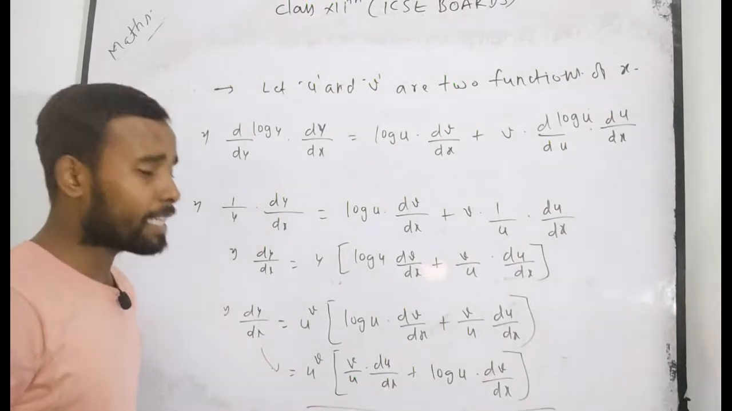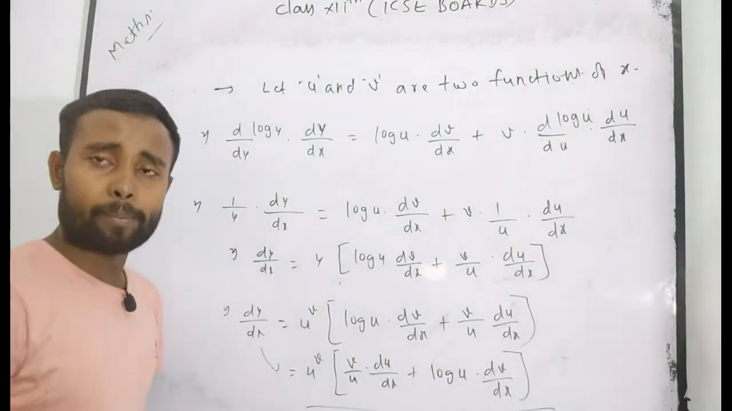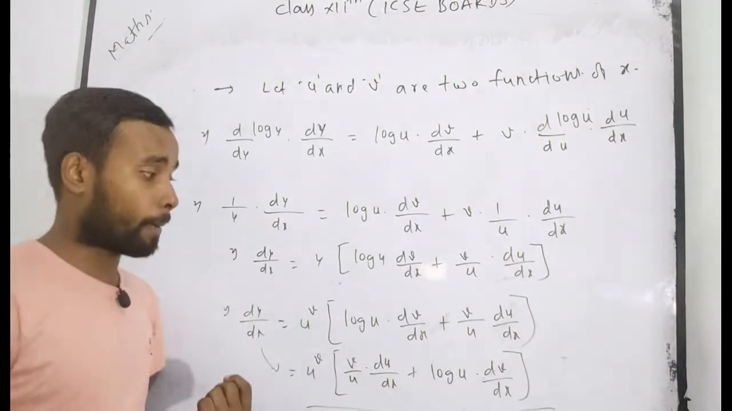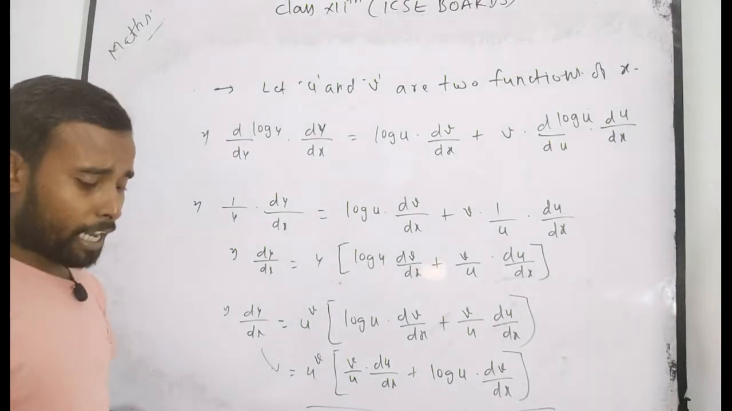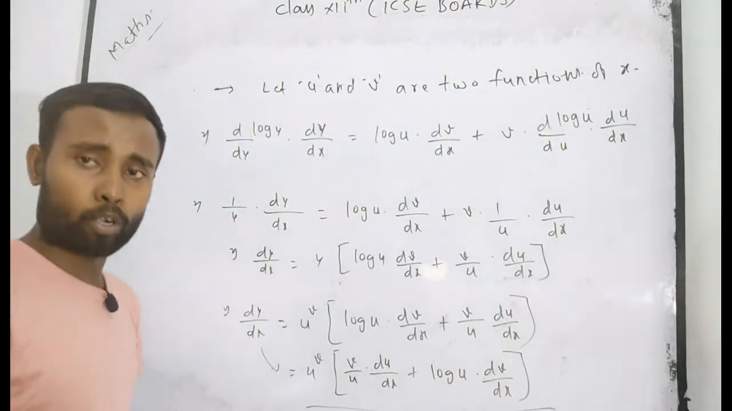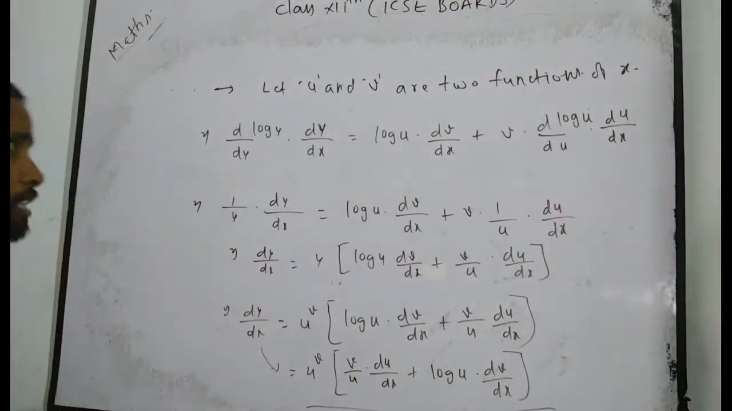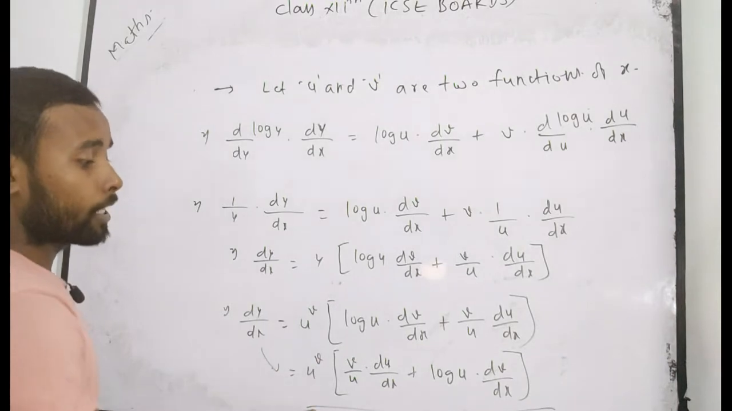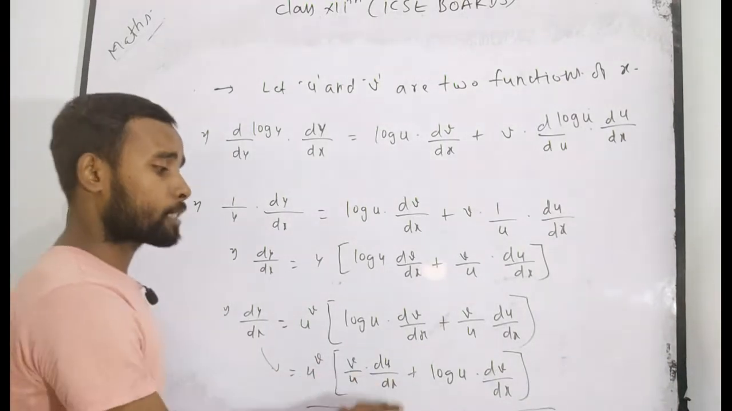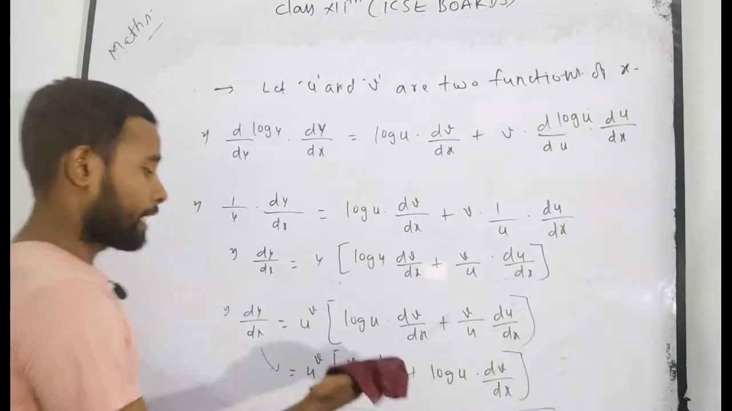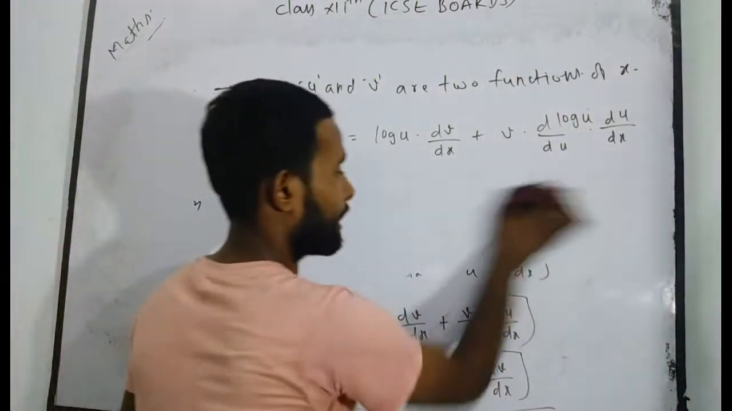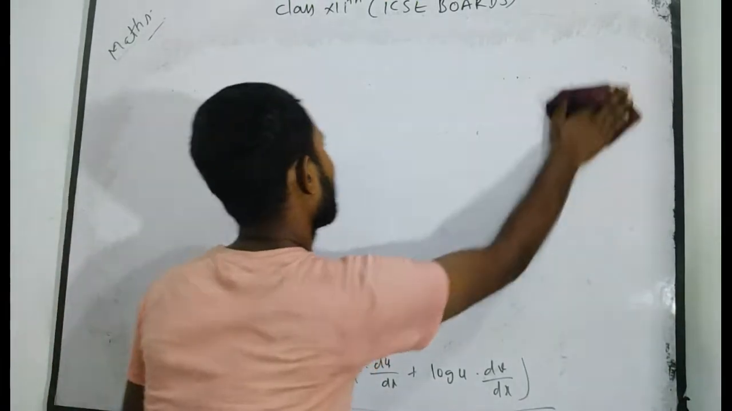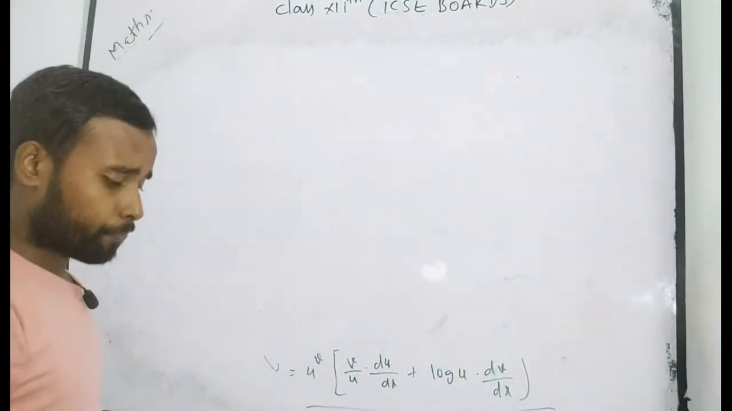To solve quickly any problem which is variable to the power variable, that means function to the power function, remember this. Now I will suggest a second method for this question. You can solve this question also by the second method, but remember the first method; its answer will be u to the power v into v by u into du/dx plus log u into dv/dx. Now I want to rub this part and try to solve this question by the second method. The second method is also very easy.